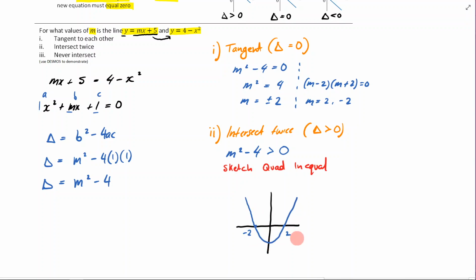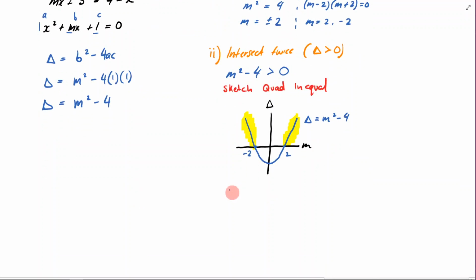-2 and 2. Also important to recognize here that this is my discriminant and this is my m. Because the line I've just drawn here is the discriminant, equal to m squared minus 4. If I want to figure out where this thing is greater than 0, it's going to be here and here. Which means my answer is going to be m is less than -2 or m is greater than 2. And that's going to be my answer for it intersects twice.